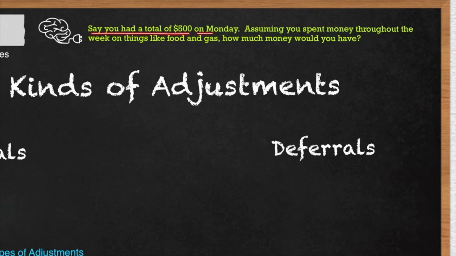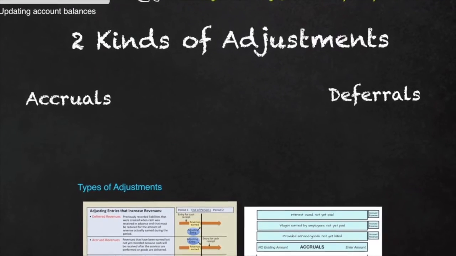Think about this scenario. Say you had a total of $500 on Monday. Assuming you spent money throughout the week on things like food and gas, how much money would you have by the end of the week? Let's say on a Sunday. Now, if $500 is the only amount of money you had, the answer is you'd have less than $500. You wouldn't say you still had $500. And in fact, that amount has been adjusted. So you have to update your records. And that's what adjustments are. You have to update your records because it's not showing the correct amount.